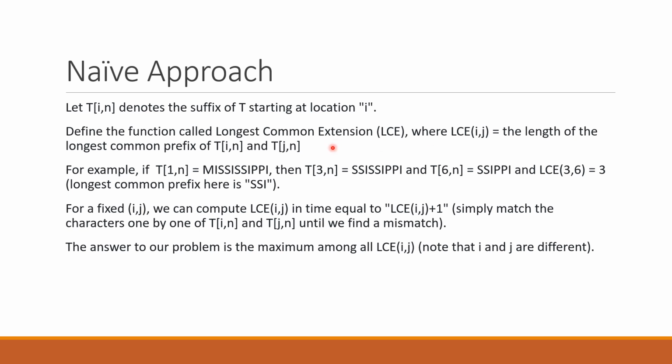For example, T1 to N is Mississippi, then T3 to N would omit the first two characters of the string, and the rest of the string is T3 to N. So in this case, it would be ssissippi. Similarly for T6 to N, it would be issippi. If we were to calculate the longest common extension between these two suffixes, then that would be SSI, as that is the longest common prefix here. So once we compute all the LCE, the maximum among them would be our answer.